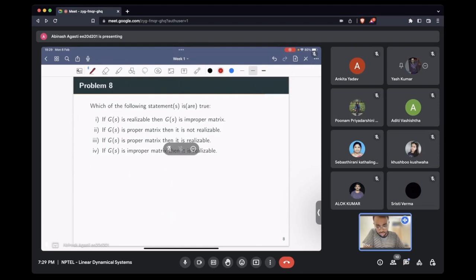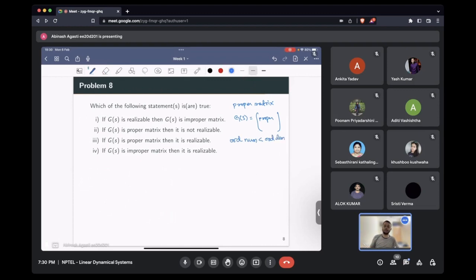What we have here is, which of the following statements is or are true? If g of s is realizable, then g of s is an improper matrix. Before we go into the options, I'll just define a few things. A proper matrix is a transfer function matrix g of s which has proper elements. And what is a proper element? It is just a transfer function where the order of numerator is less than order of denominator.